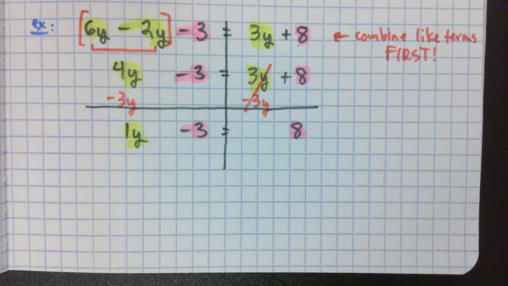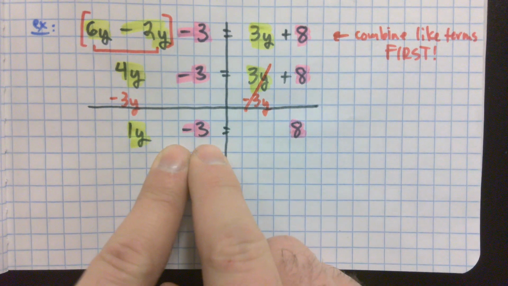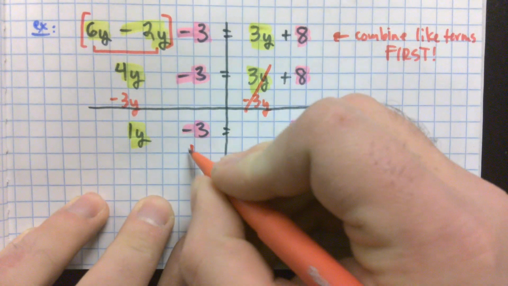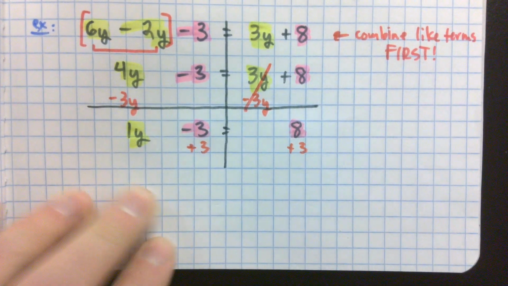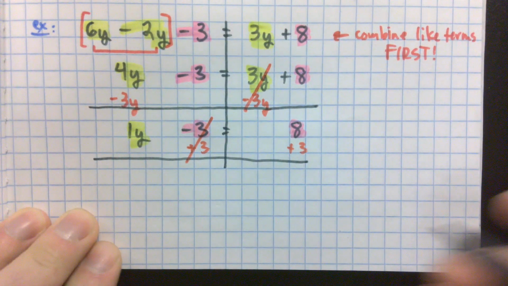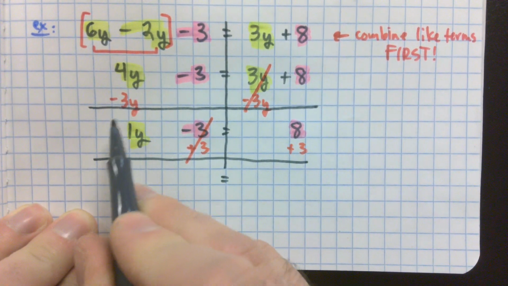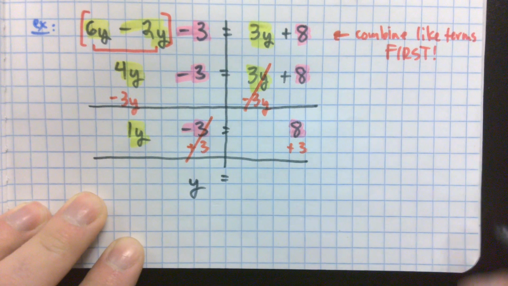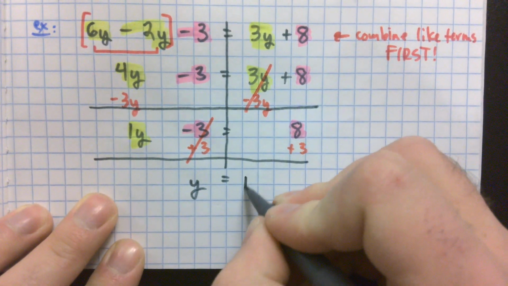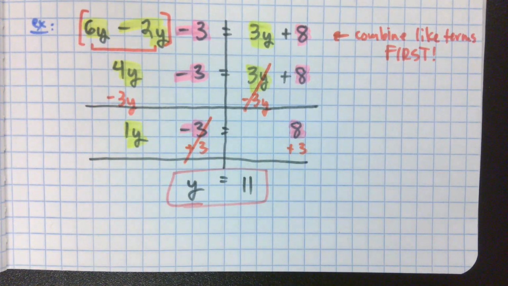What are we going to bring to the right? Anyone know what we're going to bring to the right? The minus 3. What's the opposite of minus 3? Plus 3. Cross out the 3's. Right? 1y. Do we need to write that 1 in front? No, we can just call that y. And what's 8 plus 3? 11. Boom. There's our answer.